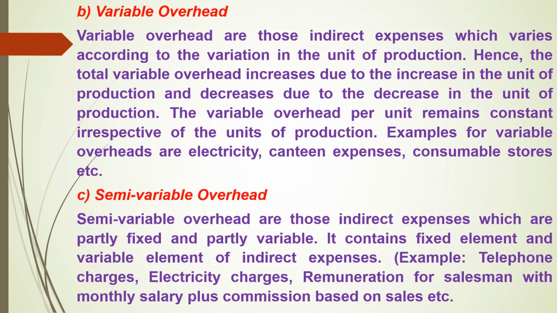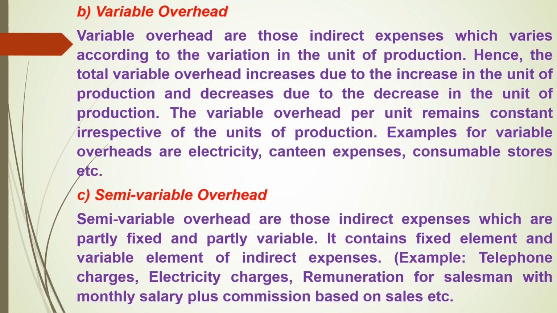B. Variable overhead. Variable overheads are those indirect expenses which vary according to the variation in the units of production. Hence, the total variable overhead increases due to the increase in the units of production and decreases due to the decrease in the units of production. The variable overhead per unit remains constant irrespective of the units of production. Examples for variable overheads are electricity, canteen expenses, consumable stores, etc.